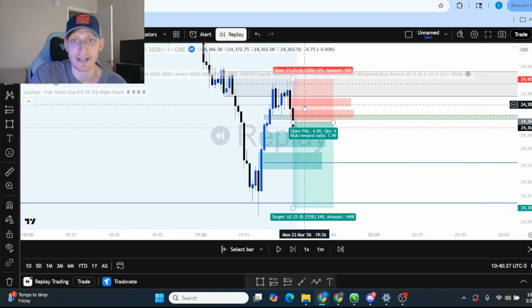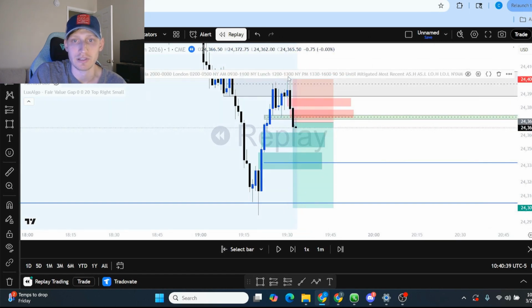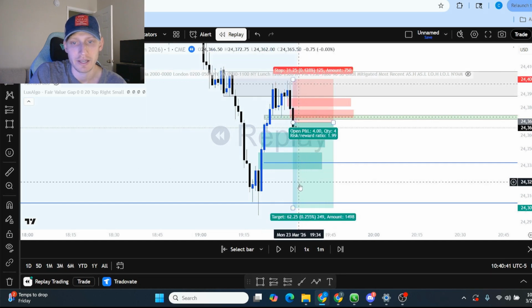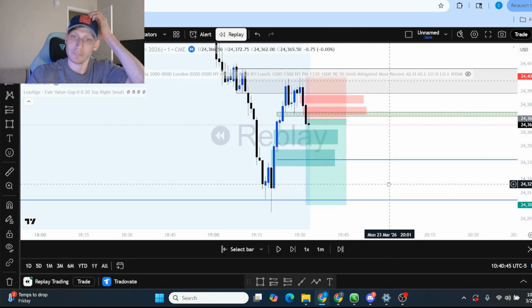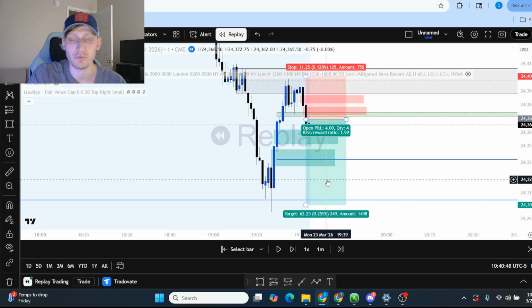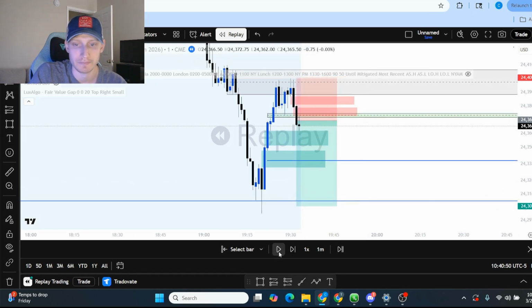And this is looking like a 31 point stop above these relative highs right here. And then I'm looking for about a 60 to 62 point take profit, for around a 1 to 2 risk to reward ratio, which is usually what I aim for.